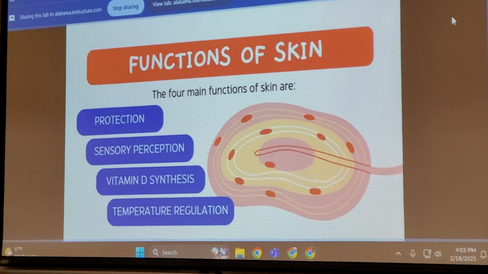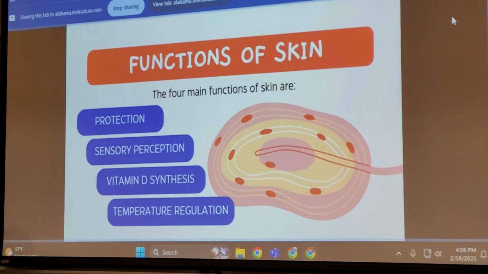Then you've got your sensory perception. Obviously there are a lot of nerve endings in there, and that's one of your senses, touch. You have pressure receptors in there as well as thermal receptors that pick up on hot, cold, sharp, things like that. So it helps to protect viable organs and things like that.